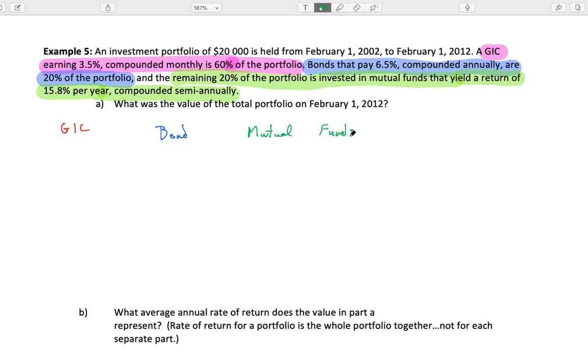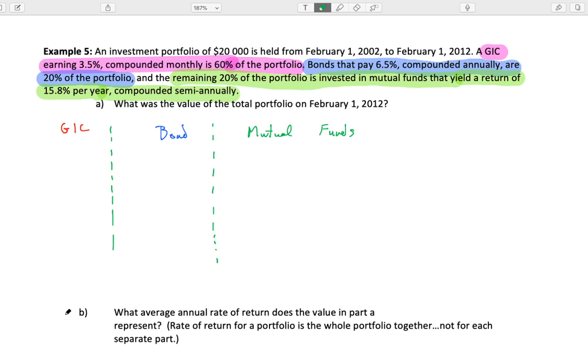Now, what is the total value of the portfolio? Really, this is 3 questions in one. Since each investment grows at a different interest rate, we're going to have to figure out, number one, how much is invested in each portfolio? Number 2, what is the future value of each portfolio? Now, I'm not going to do that quite yet.